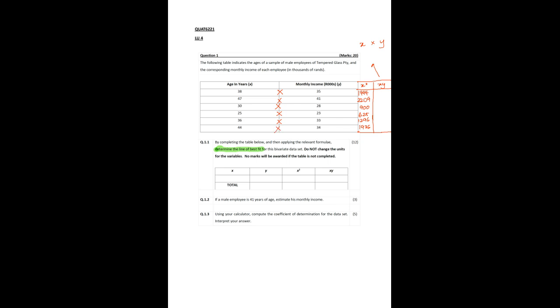So those would be 1,330, 1,927, 840, 575, 1,188, and 1,496. And now you've completed your table. Well, not completely completed. You just have one additional thing that you need to do, which is to total these columns.